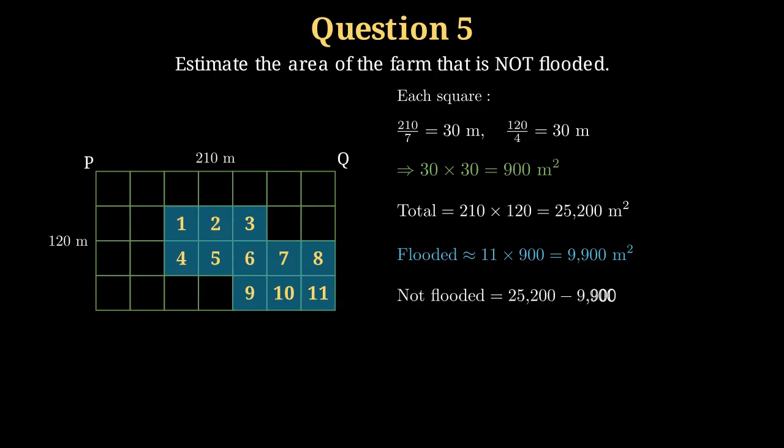The area not flooded is the total minus the flooded. 25,200 minus 9,900, which is 15,300 square metres. Since we are estimating by counting squares, an answer close to this is accepted.